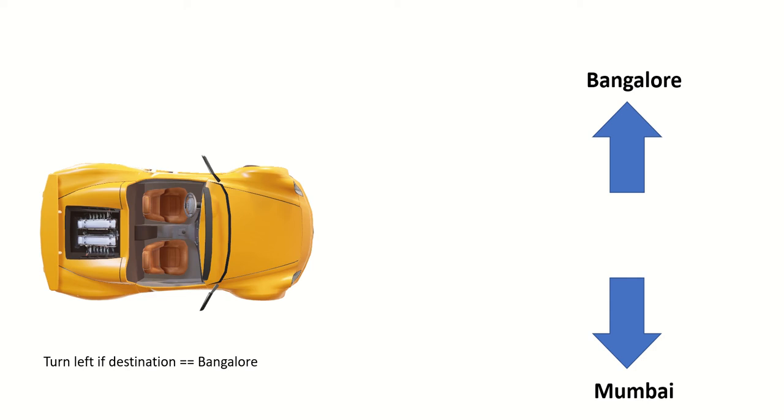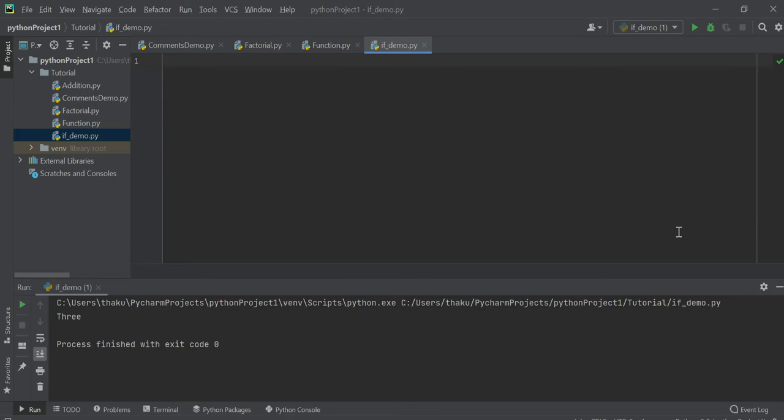Similarly, in your program, you can have an if statement which will decide the flow. If your destination is equal to Bangalore, execute flow 1. If your destination is equal to Mumbai, execute flow 2. Let's see this in program.